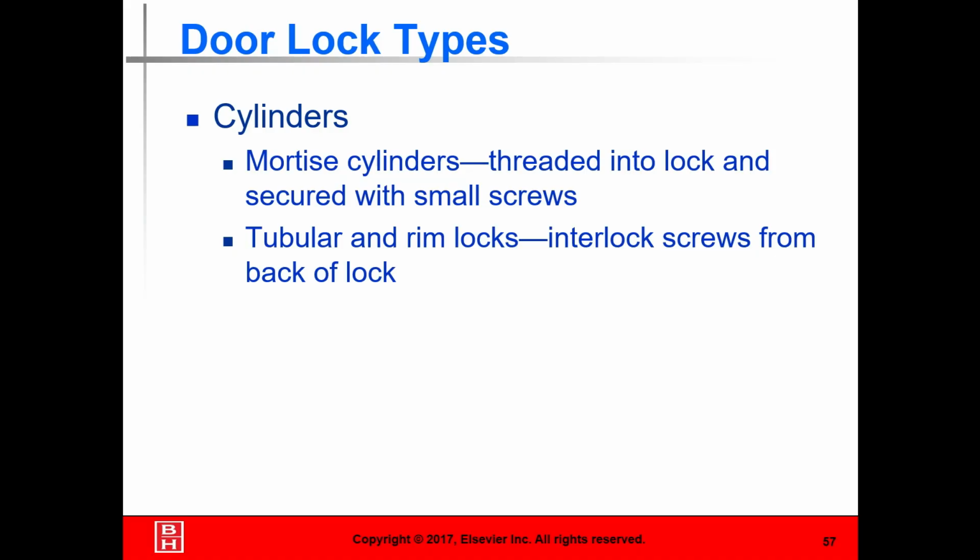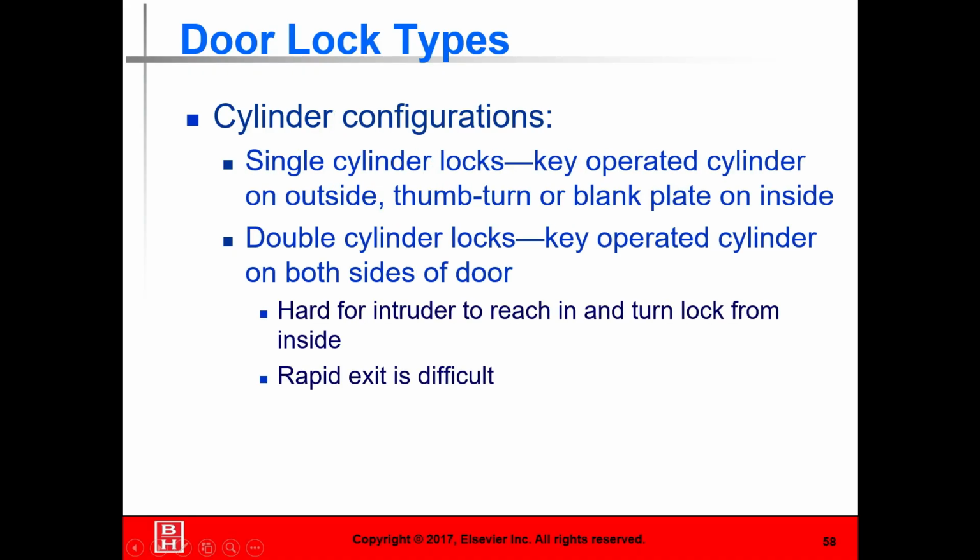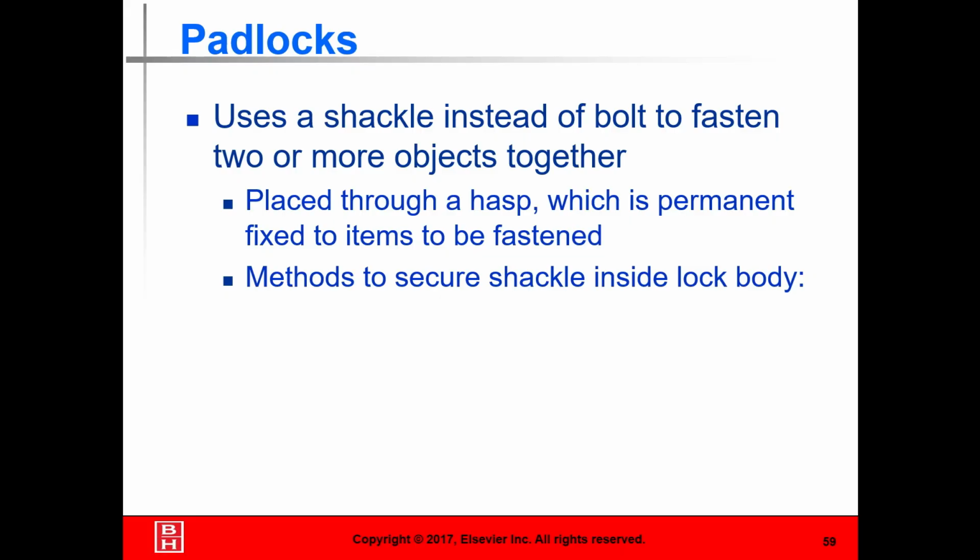Cylinder locks. Mortise cylinders are threaded into the lock, secured with small screws, and tubular rim locks interlock with the screws from the back out. Single cylinder locks have key-operated cylinders on the outside and a thumb turn inside. Double cylinders, key hard for the intruder to get in. A padlock.